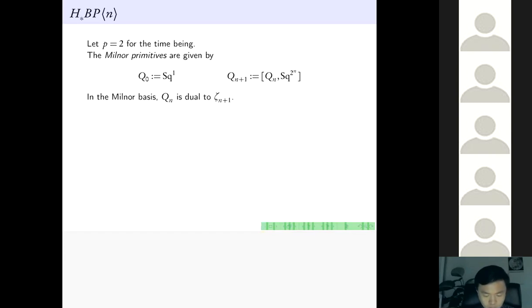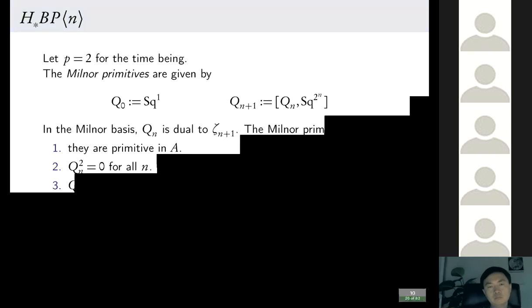So you define these Milnor primitives by declaring Q naught to be the first Steenrod square, and then you define the nth plus first Milnor primitive to be the commutator of Qn with the 2 to the nth Steenrod square. So for example, Q1 is going to be the commutator of square 1 and square 2, and so using the Adem relations, you're going to get square 3 plus square 2 square 1. Another thing I should mention is that in the Milnor basis, these Qn's are dual to zeta n plus 1 at the prime 2.